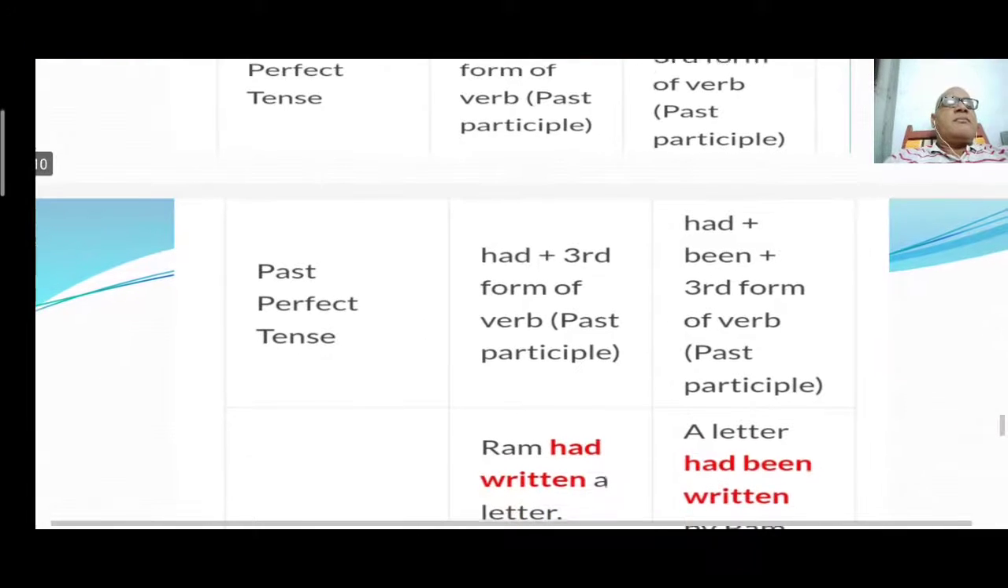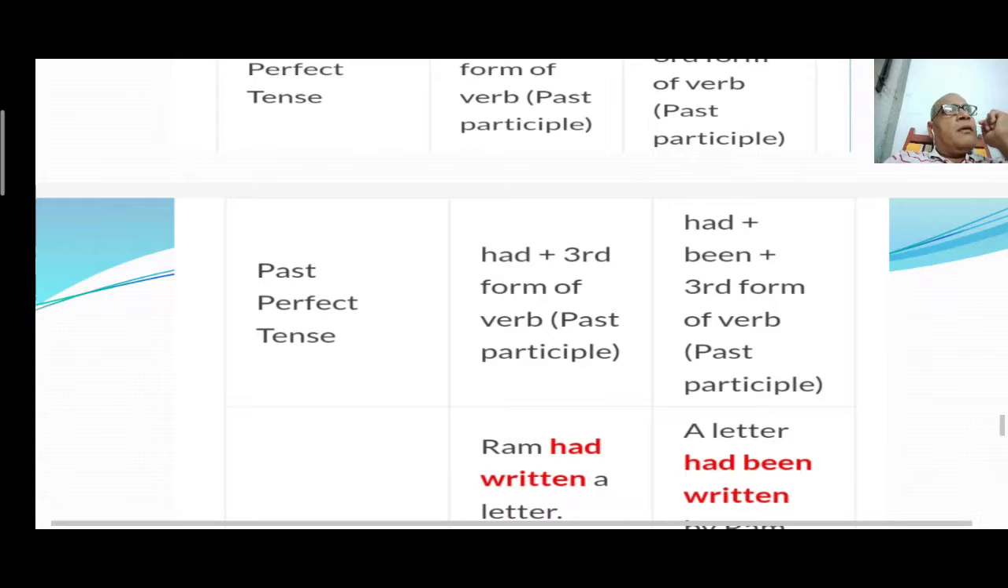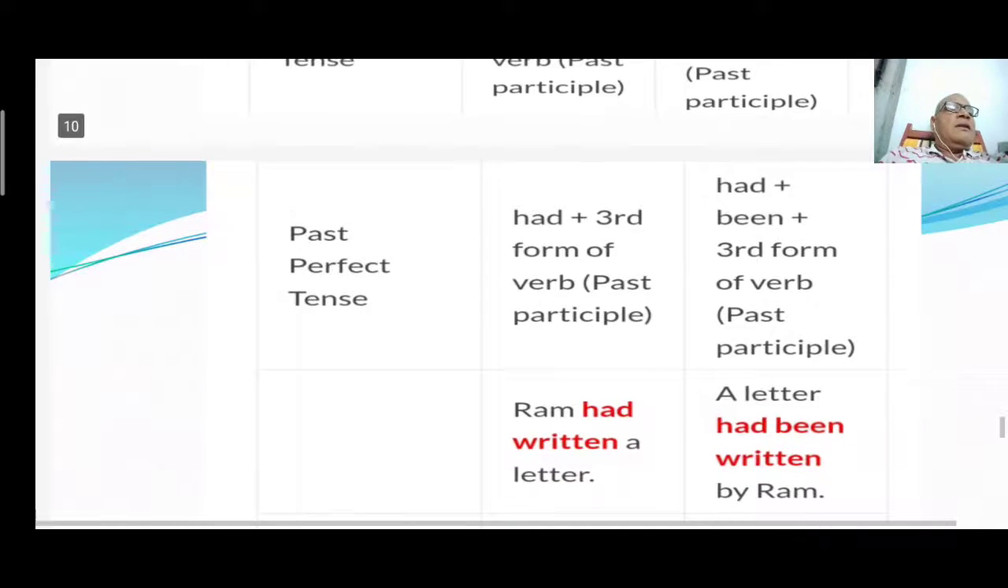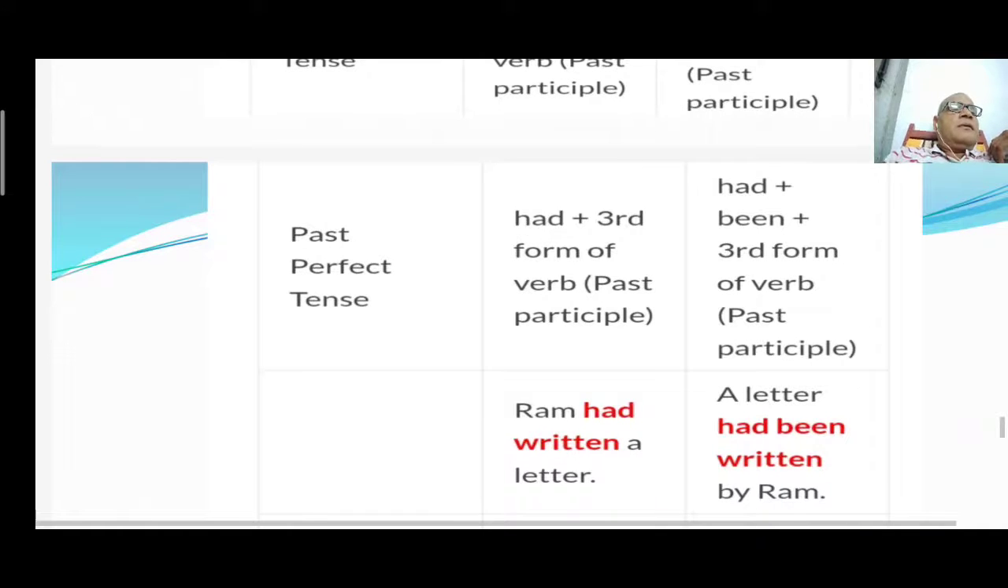Even sometimes, instead of negative, we can write some interrogative forms also. Had Rama written a letter? Had a letter been written by Rama? That will be the interrogative one.